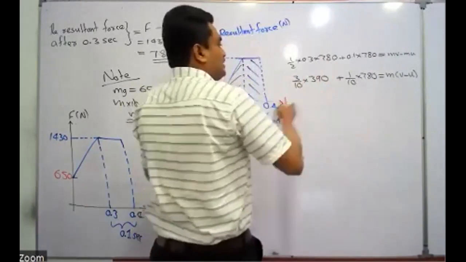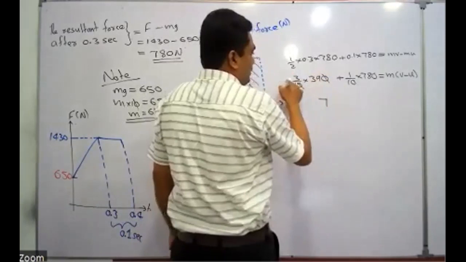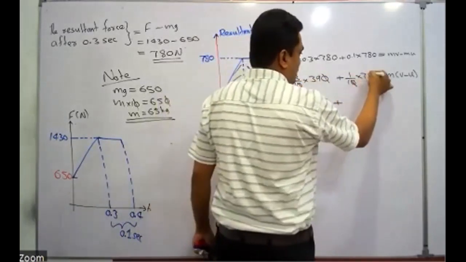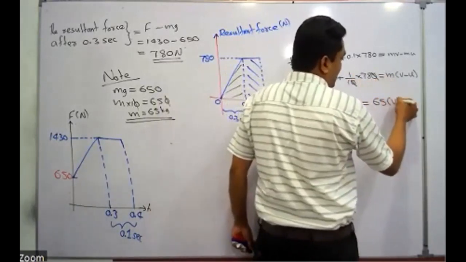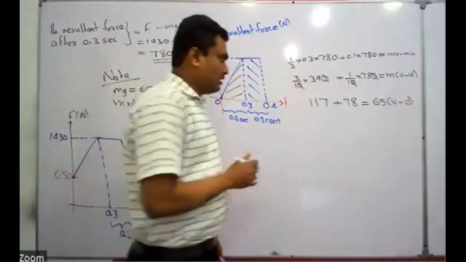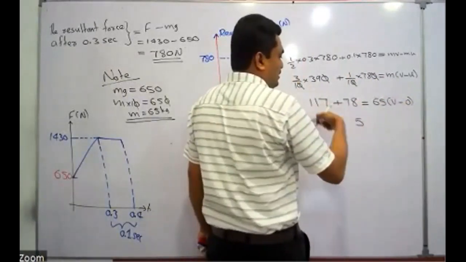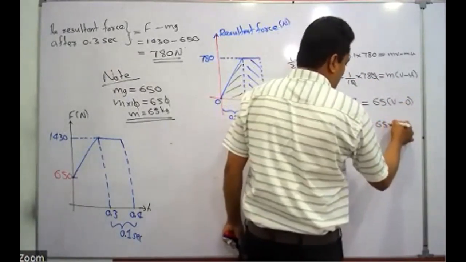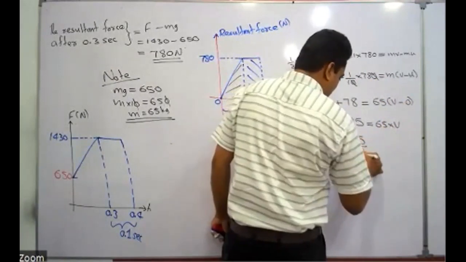What is this here? The zeros can be cancelled out. 3 times 9 is 27, 3 times 3 is 9, with the remaining 2, 11. So 78 plus 117 is 195. M is 65, and v is what we want to find. Initially, the man is at rest on the ground, initial velocity 0. So 195 equals 65 times v. Take 65 this side, 195 divided by 65 equals v.